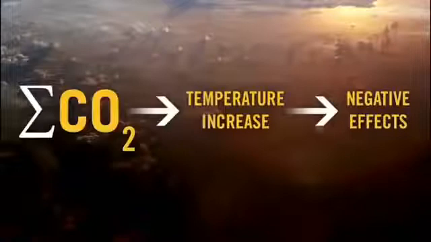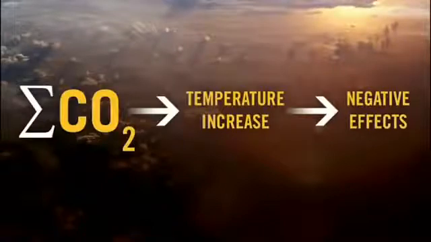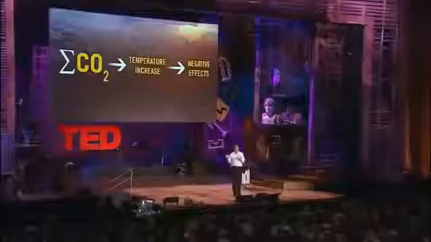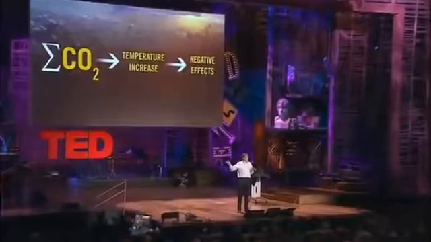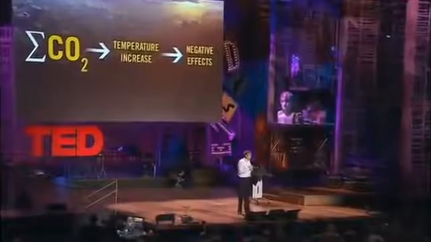We need to meet a new constraint, and that constraint has to do with CO2. CO2 is warming the planet, and the equation on CO2 is actually a very straightforward one. If you sum up the CO2 that gets emitted, that leads to a temperature increase, and that temperature increase leads to some very negative effects. The effects on the weather, perhaps worse, the indirect effects in that the natural ecosystems can't adjust to these rapid changes, and so you get ecosystem collapses.